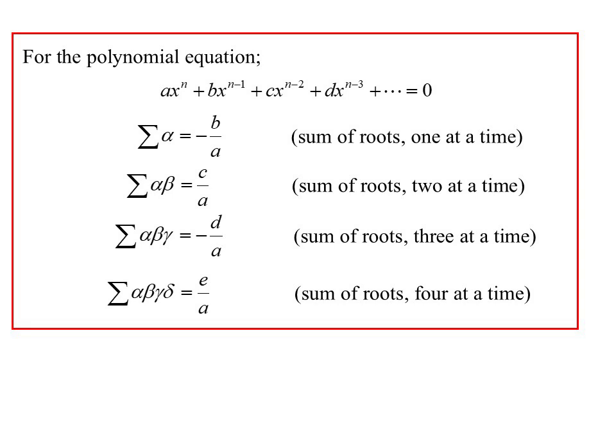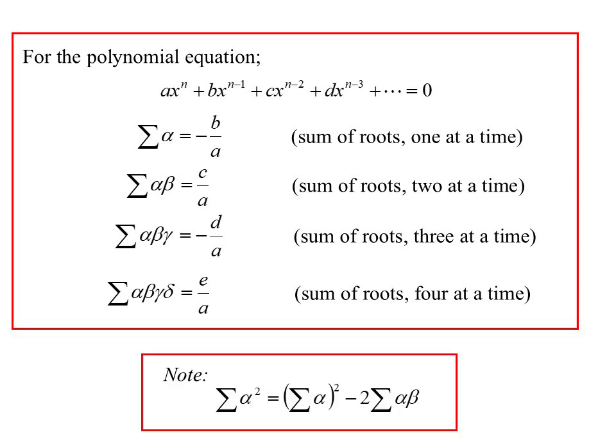So the next one, if it was a quintic, then I'd have the sum of the roots 5 at a time. It'll go to negative, it'll be f on a, and so on, and so on. This relationship will still always be true, of course. So the sum of the roots 1 at a time squared will always be the sum of the roots 1 at a time all squared minus twice the sum of the roots 2 at a time. That will still hold.